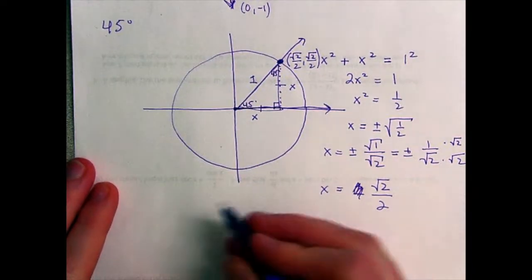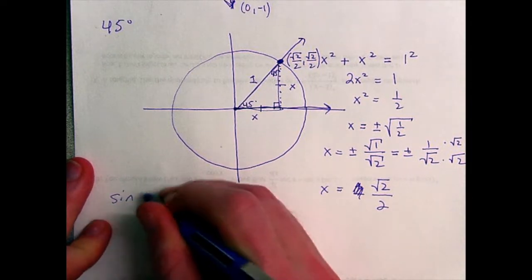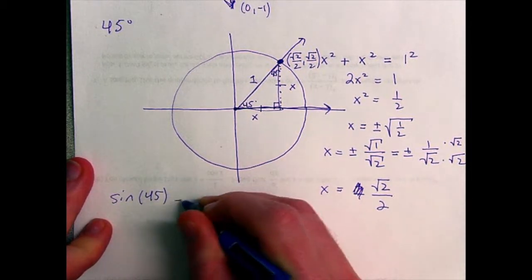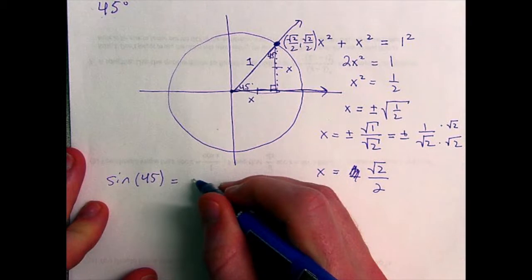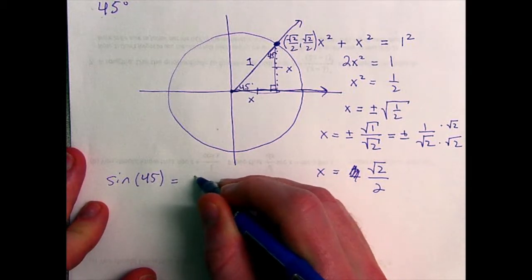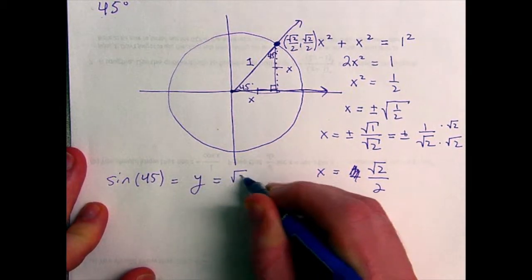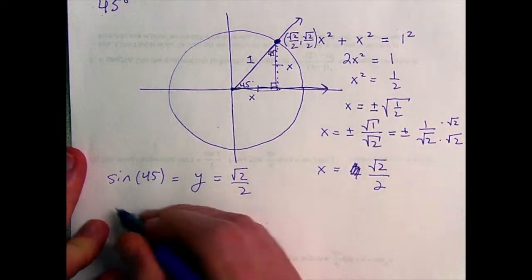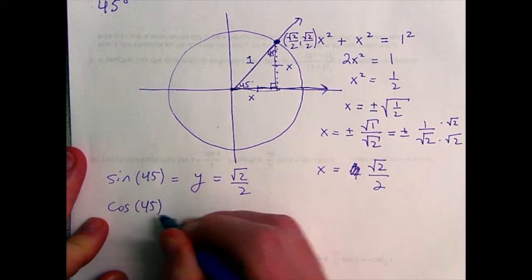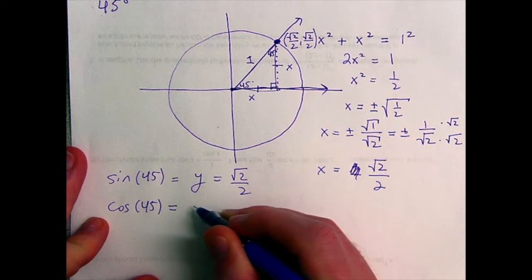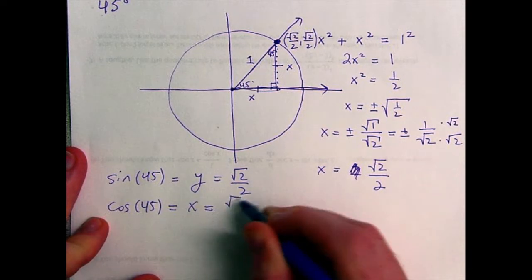and that allows us to compute sine, cosine, and tangent of 45 degrees. For example, the sine of 45 degrees is going to be, well, it's technically y over r, but since r is 1, it's really just the y coordinate, which is root 2 over 2, as we saw. And the cosine of 45, technically it's x over r, but r is 1, so that's really just x, which again is root 2 over 2.